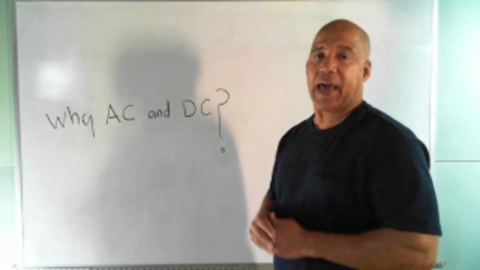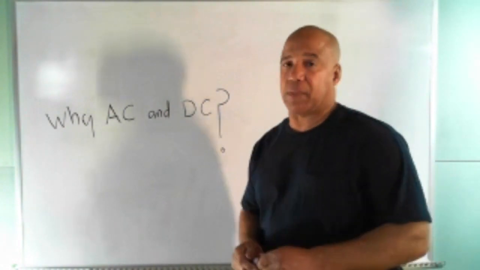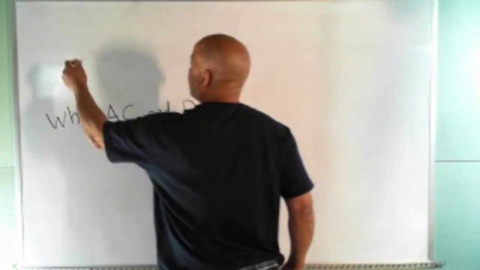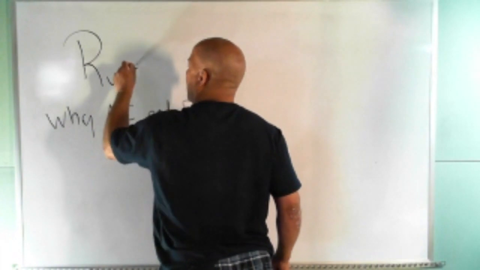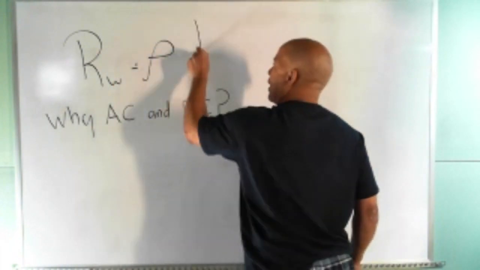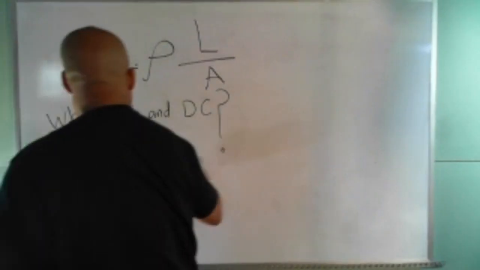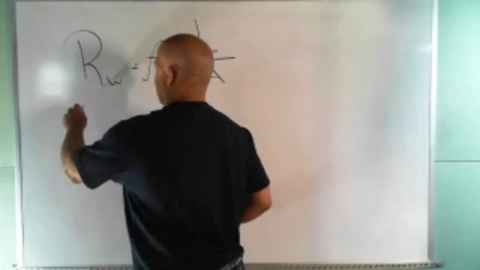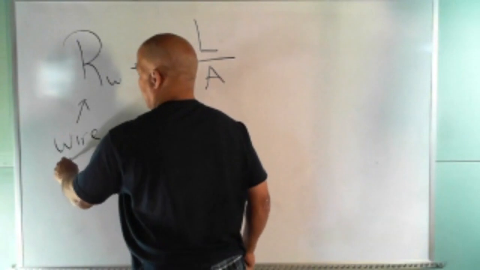But here's the thing. If you had me for DC and you had me for lab, you'll remember that we talked about the resistance of wire. And you might remember this formula: R sub W equals rho L over A, where R sub W is the resistance of wire. This is the wire resistance.